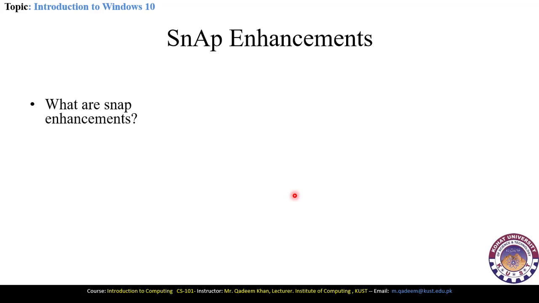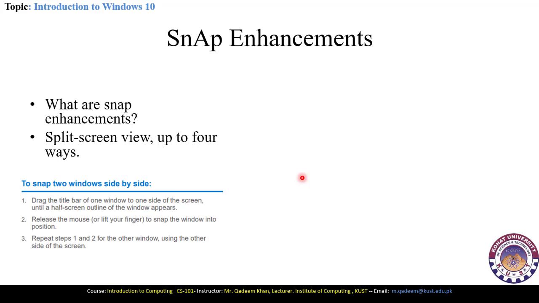Snap enhancements. Snaps are used for enhancement. Basically, snaps provide us a split-screen view of up to 4 views. For example, this is the total screen, and you can divide it into 4 quadrants. All these 4 quadrants are called snaps, and they provide you with 4 different views.